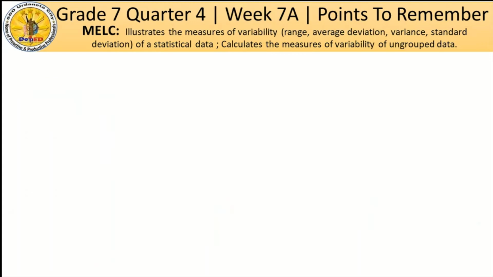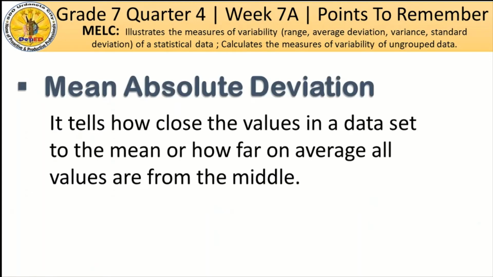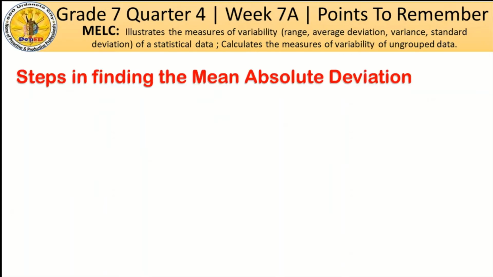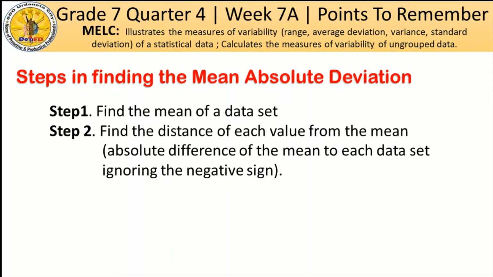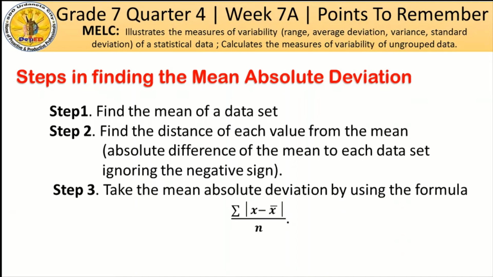Next, we have the mean absolute deviation. Mean absolute deviation tells how close the values in a dataset are to the mean, or how far on average all values are from the middle. To find the mean absolute deviation, there are steps that we should follow. Step 1. Find the mean of a dataset. Step 2. Find the distance of each value from the mean, or absolute difference of the mean to each dataset, ignoring the negative sign. Step 3.